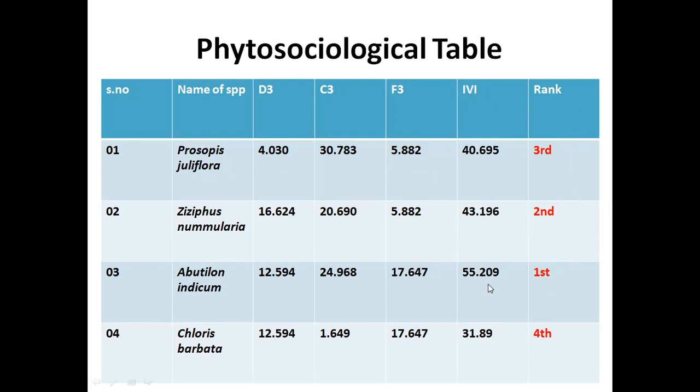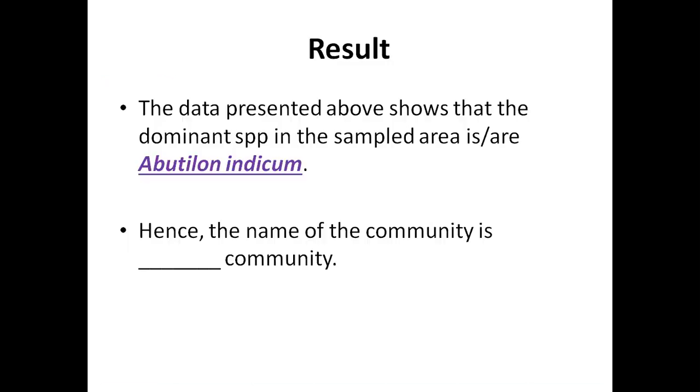Here you can see that Abutilon indicum is 55.209. The value is highest, so it is in first rank. And after that, the Ziziphus, which is 43.196. It is second, and at third is Prosopis, and so on. From this table, you can conclude that Abutilon indicum is the dominant species in the sample area. So you can say that Abutilon indicum is dominating the sample area. And hence the name of the community is named accordingly.